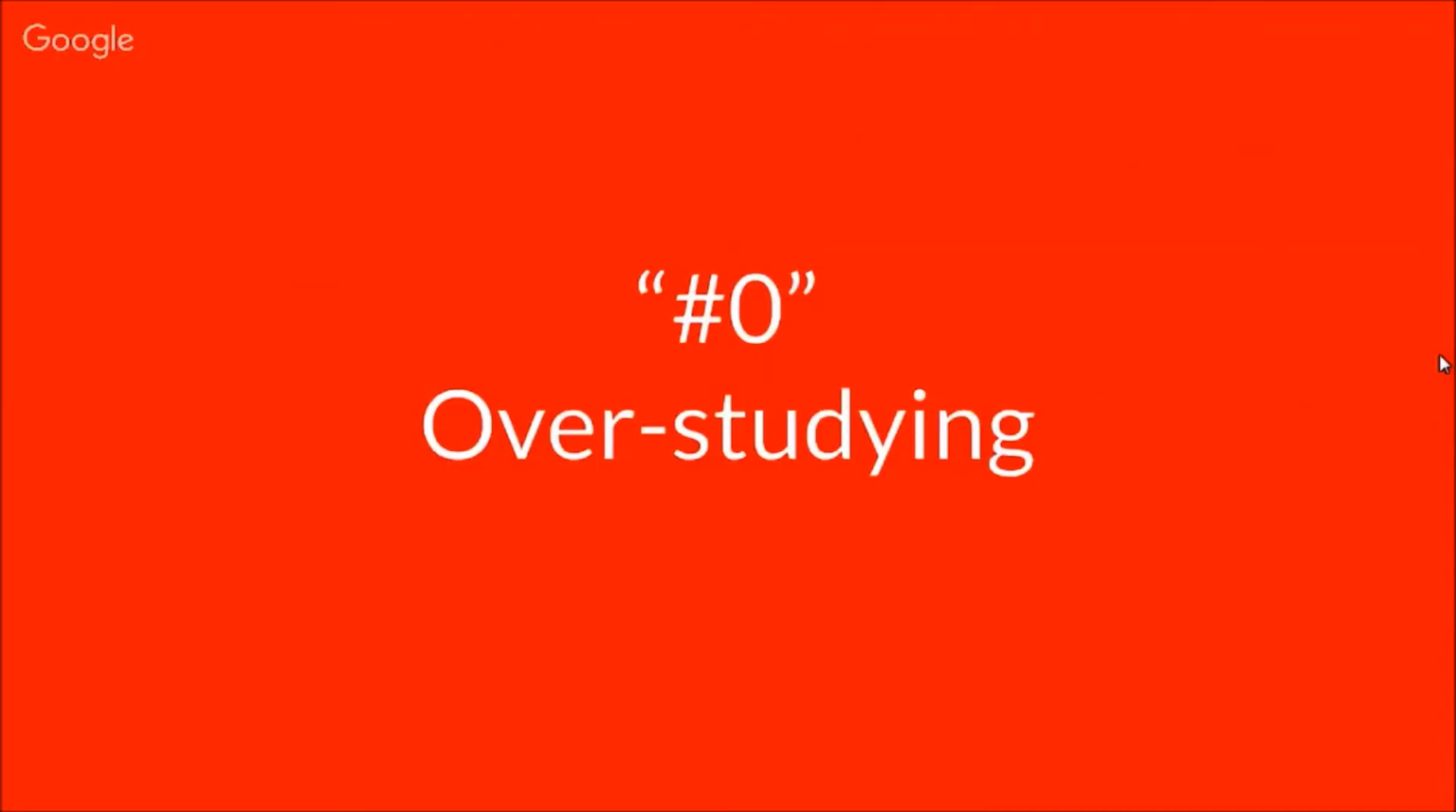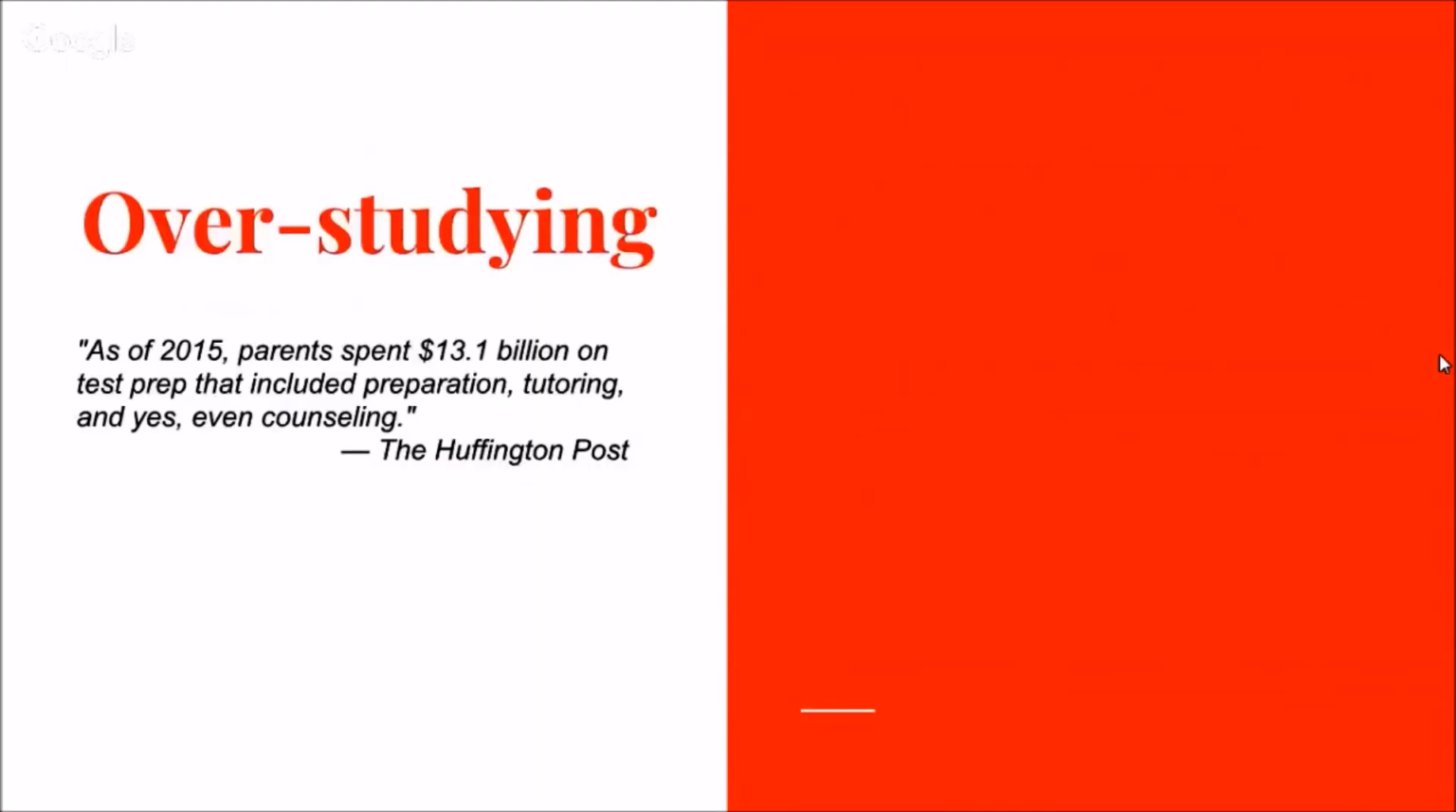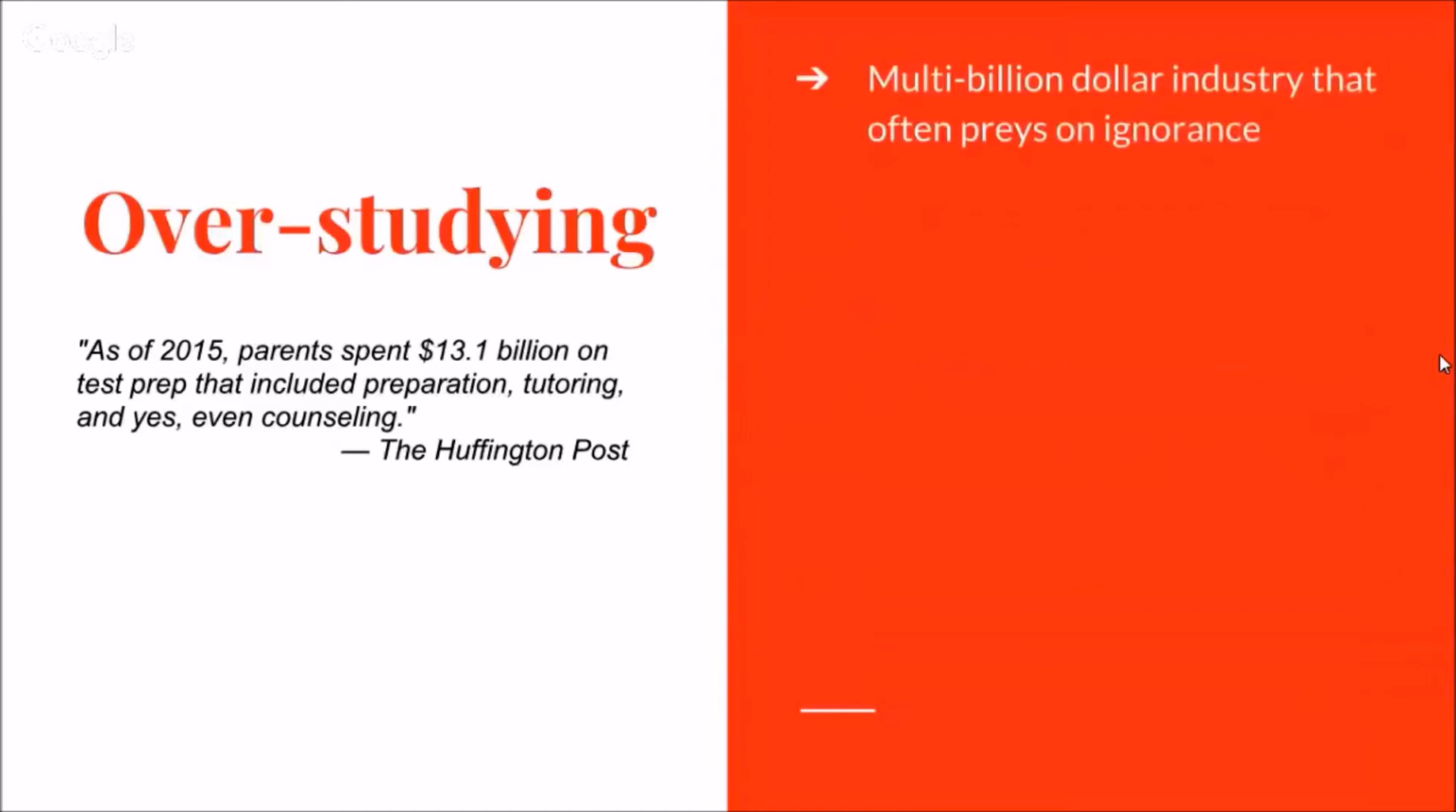This is a bonus one. I wanted to throw this in there, and I'm only going to take a second to throw it in there, but there is such a thing as overstudying. This is another mistake that is commonly made. Overstudying is not uncommon at all. This is from the Huffington Post, and it's very important to understand what this means, because again, overstudying is essentially going to equate with over-investing at this time. This is a $13.1 billion industry on behalf of the parents alone. Never mind the schools and everything else, a multi-billion-dollar industry.